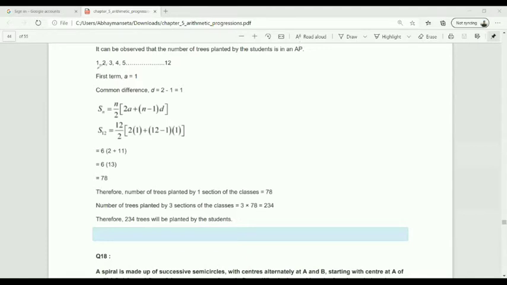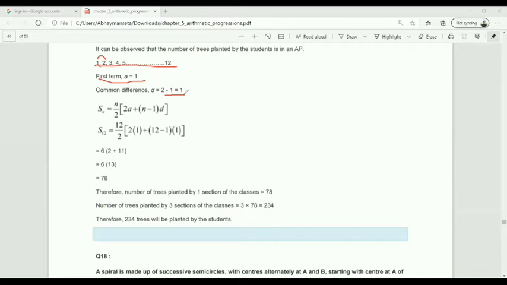The situation is 1, 2, 3, 4, 5 up to 12. There are 12 classes in the school. So it is very clear the first term is 1 because the first class plants one tree, and the common difference is also 1 because one tree increases. You can find it directly, or subtract the second term minus the first term: 2 minus 1 gives 1.